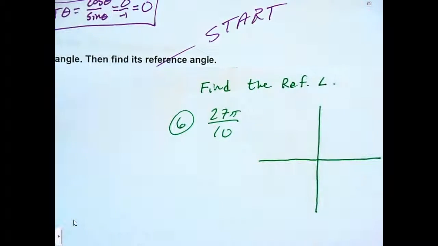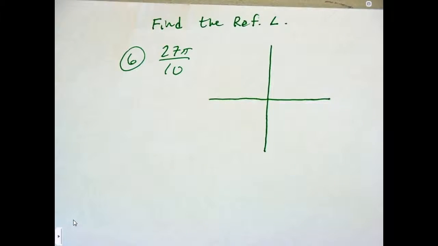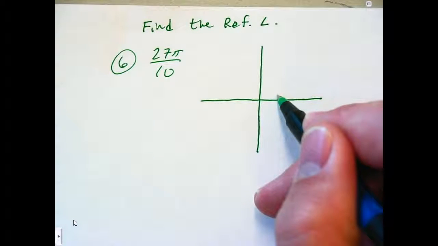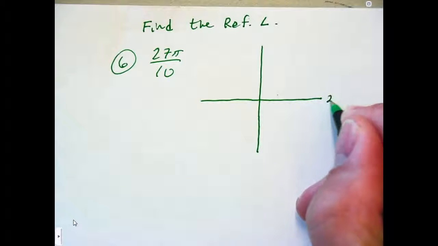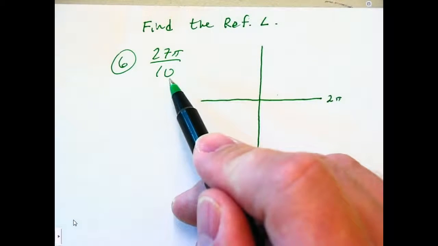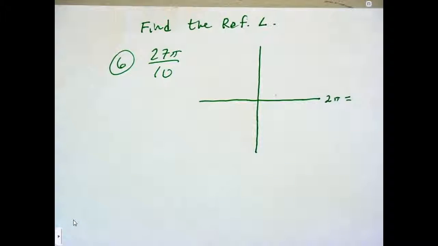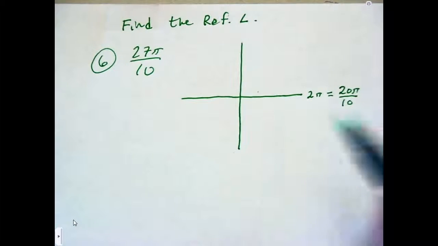Once again, that was page 256 of Student Journal. So, not spending tons of time on it. First thing we need to do is recognize that when we're dealing with one complete revolution, how many pi is that? 2 pi. One revolution is 2 pi. Now, 2 pi in terms of tenths is how many tenths? Just multiply 10 by 2, you get 20. So it's 20 pi over 10. That means for every 20 pi over 10, we went a revolution.